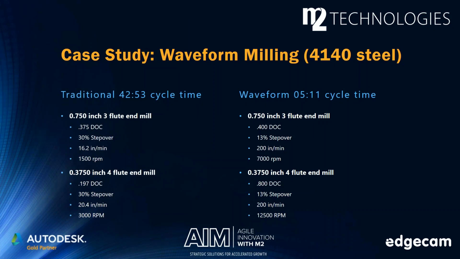So the first thing I want to point out is the results from a case study that we did. This is all the way back to 2012, but it's still a great case study. We took a part that had a variety of pocketing, and it had a couple tools that were used in it. There's a 3/4 inch 3-flute end mill and a 3/8 inch 4-flute tool. You can see the parameters on the left side for the depth of cut, percent step over, and the feeds and speeds used for a typical pocket. And that was about the ideal cutting rates for that tool in 4140 for the particular piece of geometry. It was running about 43 minutes cycle time.